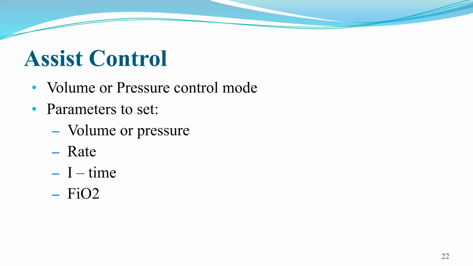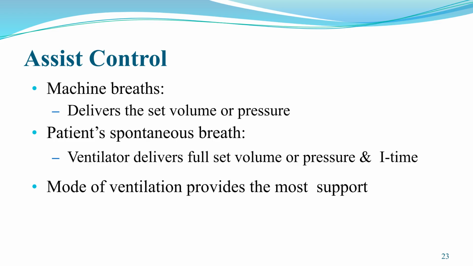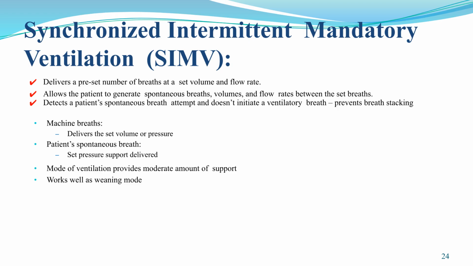Parameters to set include volume or pressure, rate, inspiratory time, and fraction of inspired oxygen. In assist control, machine breaths deliver the set volume or pressure. For spontaneous breaths, the ventilator delivers the full set volume or pressure and inspiratory time. This mode provides the most support.